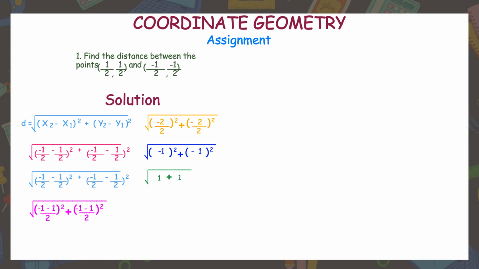That means the distance becomes 1 plus 1 here will give us 2, the square root of 2. That is the final answer to the first question.